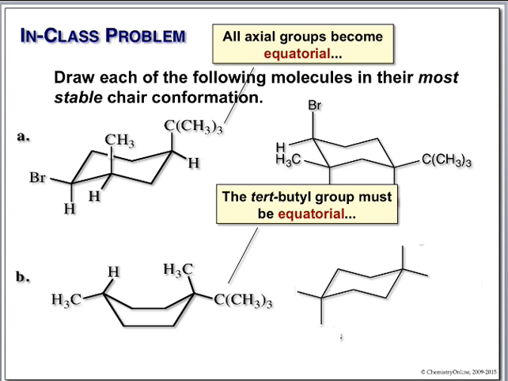We know that tert-butyl will be equatorial. The methyl attached to this carbon will be forced axial. And over here, we have hydrogen above methyl. So on this carbon, hydrogen should be above methyl, and that's going to force that methyl group axial. There's our tert-butyl. Here's the axial methyl. Hydrogen above methyl. We wind up with two axial methyls.